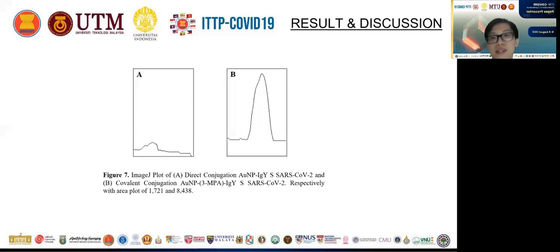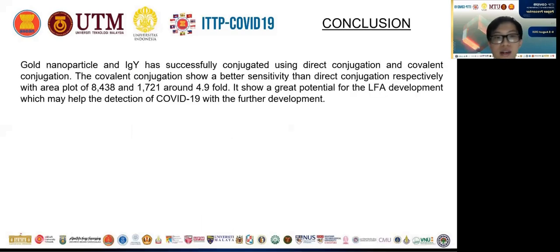And then we use ImageJ plot to see the area for both tests, the direct conjugation and the covalent conjugation. And respectively, direct conjugation and covalent conjugation have an area plot of 1,721 and 8,438.